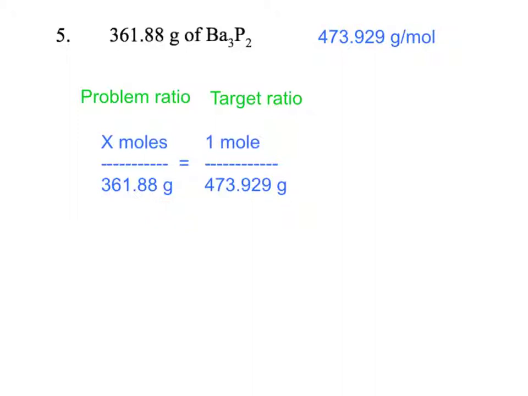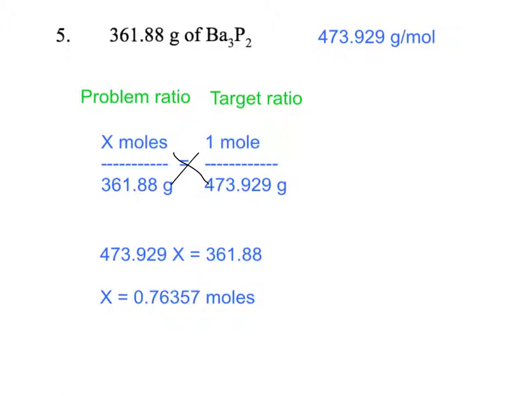To finish off this problem, we're going to cross multiply and divide. And so we'll just have a little cross here. And so here's the problem finished off. We just have to set the 2 diagonals equal to each other. And then we're going to divide by 473.929 on both sides, giving us an answer that's about 3/4.